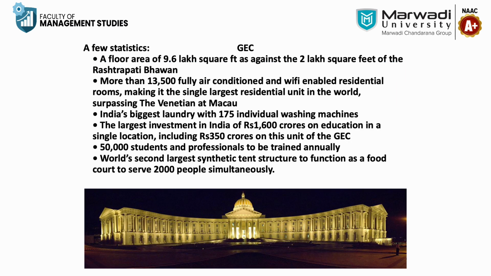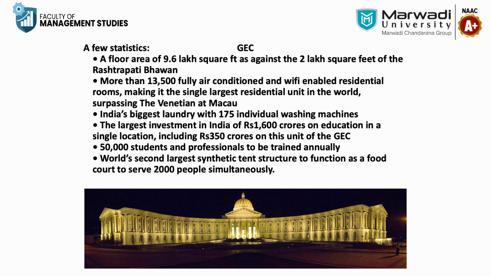Some statistics are here. A floor area of 9.6 lakh square feet, as against the 2 lakh square feet of the Rashtrapati Bhavan. Rashtrapati Bhavan is 2 lakh square feet; this is 9.6 lakh. It is spread across 337 acres of land, which is huge. They have more than 13,500 fully air conditioned and Wi-Fi enabled residential rooms, making it the single largest residential unit in the world.